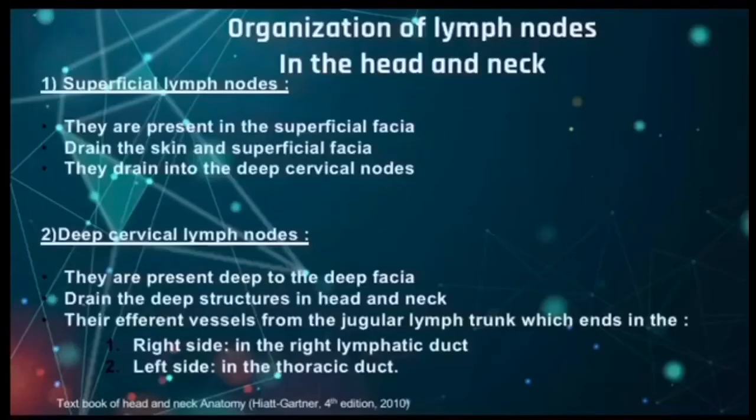The organization of lymph nodes in the head and neck: there are superficial lymph nodes and deep cervical lymph nodes. The superficial lymph nodes are present in the superficial fascia, while the deep cervical lymph nodes are present deep to the deep fascia. The superficial lymph nodes drain the skin and superficial fascia, while the deep cervical lymph nodes drain the deep structures of the head and neck.